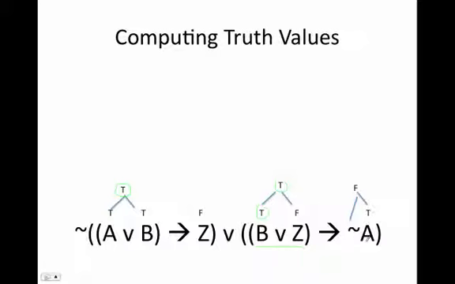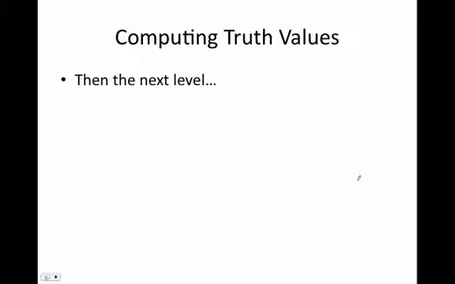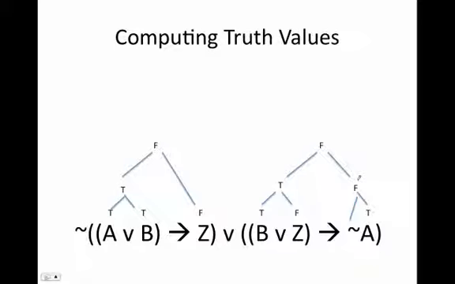Finally, there's the negation of A. Well, since A was true, the negation of A must be false. All right. That was pretty easy. Let's just move to the next level.